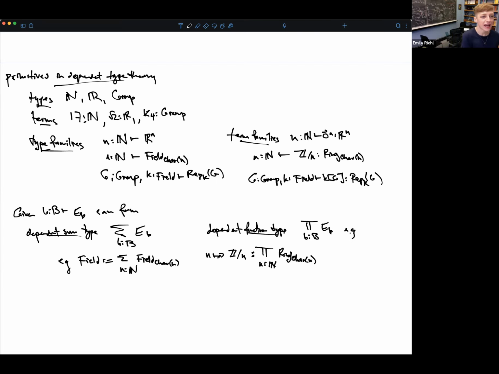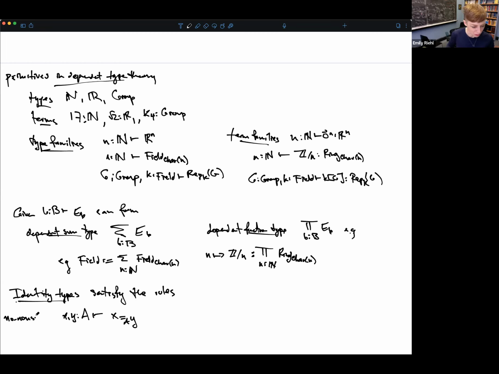Okay, so what really animates Martin-Löf's dependent type theory is something called identity types. I'll want to briefly introduce them and their rules. Identity types satisfy the following rules. The first one is just that for any type A and any pair of terms in that type, there is a type family here. This, in a sense, is kind of the most confusing rule. I think of it as a no-nonsense rule.